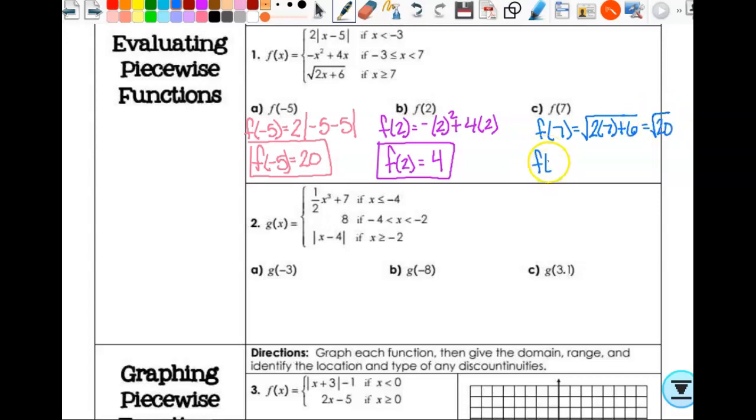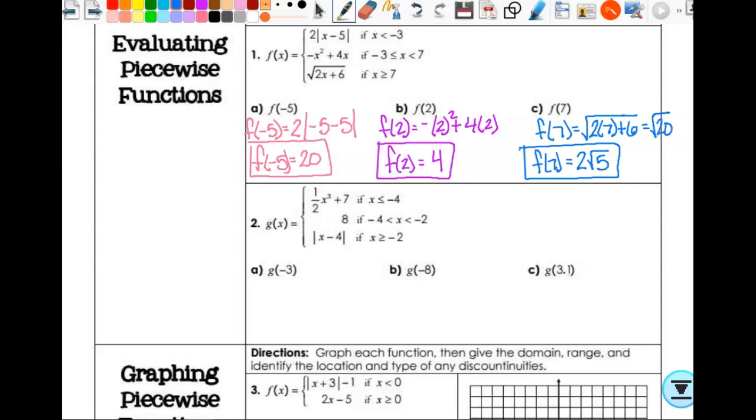Then I have to simplify my square root. And the square root of 20 simplifies to what? 2 square root of 5. Good. 2 square root of 5. That's a skill that you learn in Algebra 1. You do it again in geometry, and then again in Algebra 2. Got to be able to simplify your square roots. Any questions at all at this point? We good?